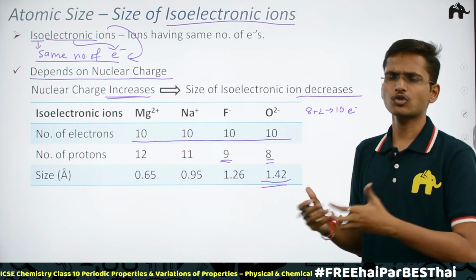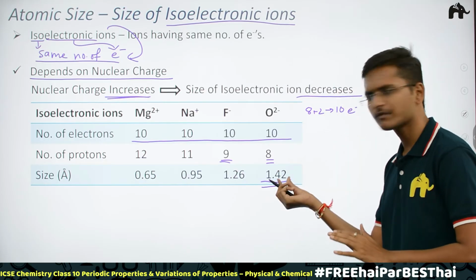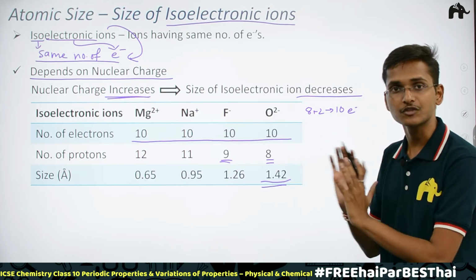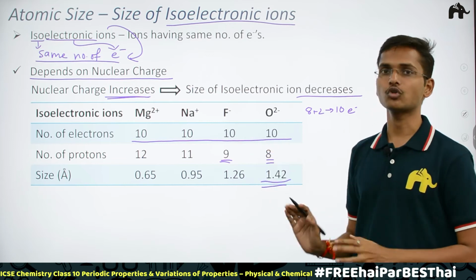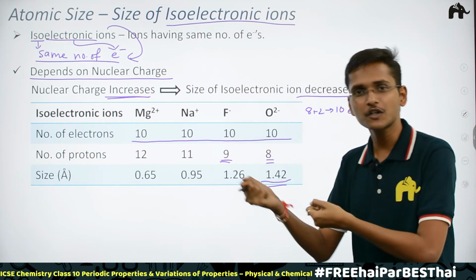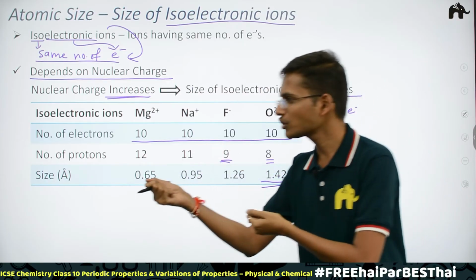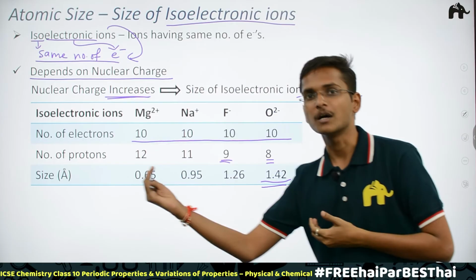So 8 protons are somehow trying to pull 10 electrons. It's fine, it's okay. So that's why the size is 1.42 angstrom. But now there are 9 protons. Oh, one more member is added here. So now they would start pulling electrons with somewhat more force. Since they are pulling electrons with somewhat more force, the electrons would come closer.